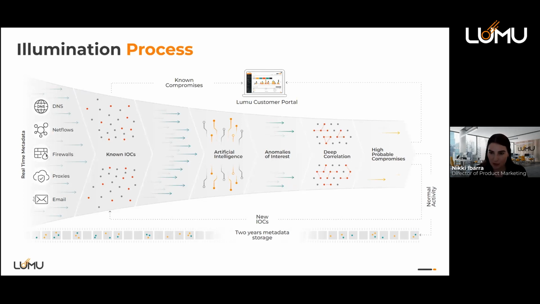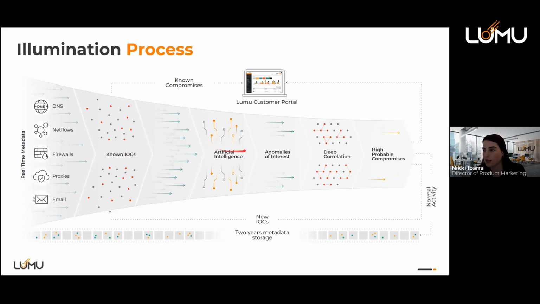Before we go into the portal, I want to talk about what the illumination process is and the different steps here. I won't spend too much time here, but I do want to explain the fundamentals about how the product works. The illumination process has several stages, several different phases that the metadata goes through, but it all starts with the collection of network metadata. At this point, we run that metadata through known IOCs, and then we identify compromise from there. At that point, we report those as incidents in the portal, but there's more to that illumination process.